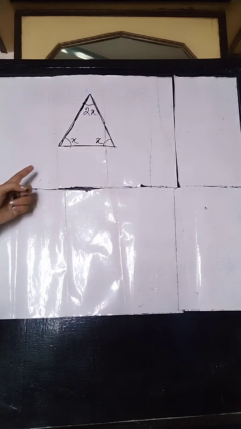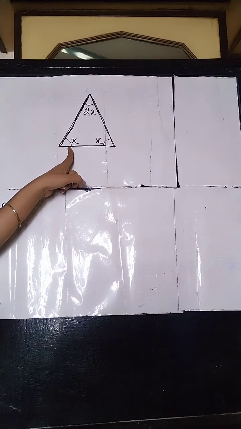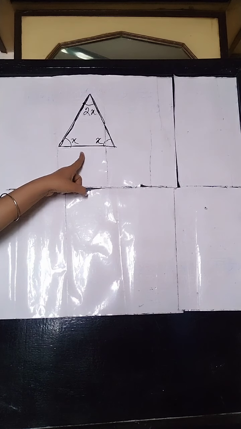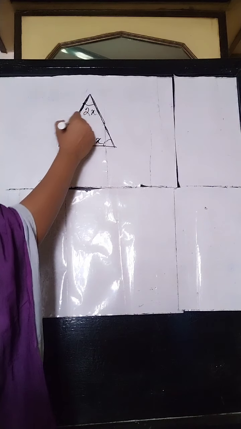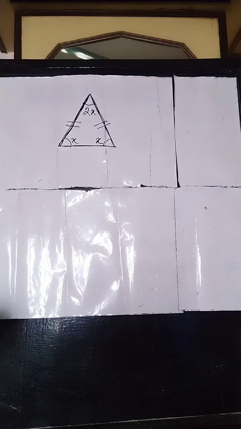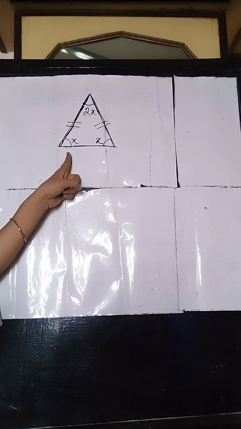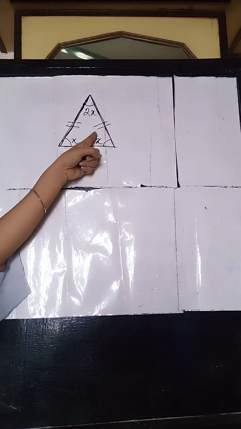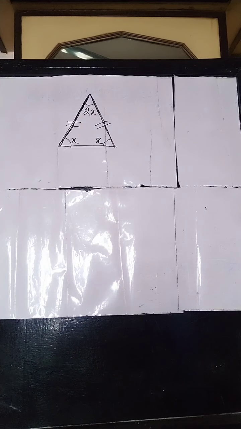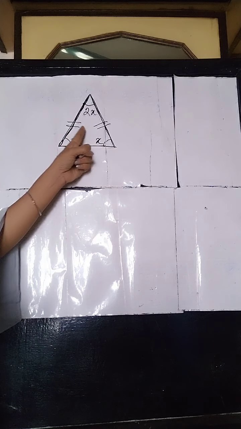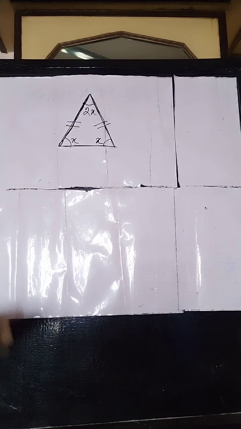Here you can notice that the base angles are equal. When the base angles are equal, the base angles are equal only when the two sides are equal. If two sides of a triangle are equal, only then the base angles are always equal. Now when the two sides are equal, this triangle must be an isosceles triangle, because the base angles of an isosceles triangle are equal only because two sides of an isosceles triangle are always equal.